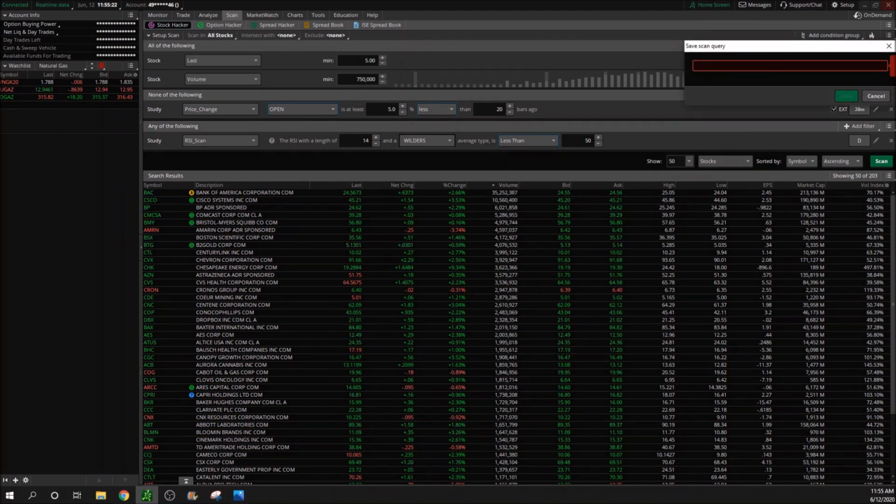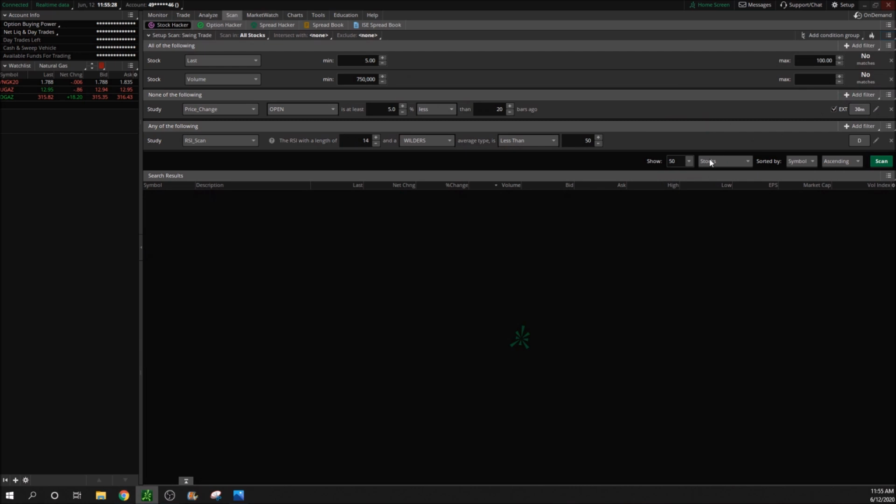And then you can name this whatever you want. So let's call this swing trade. So this is our swing trade scan. So then you can save it. So now every time you come in here and you want to scan for a swing trade, it's going to remember this.